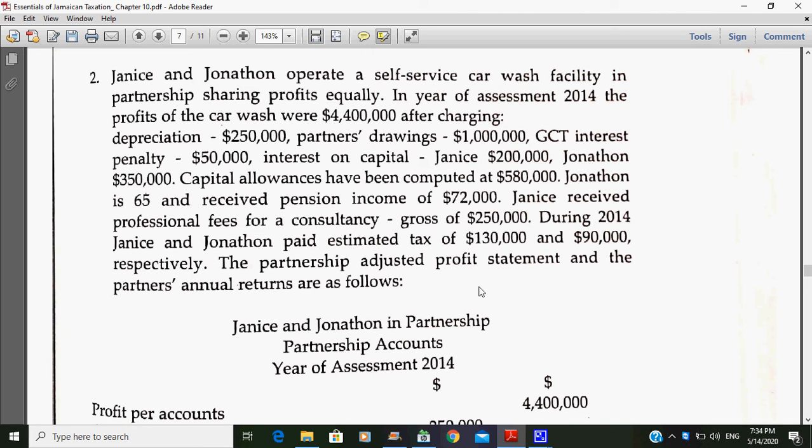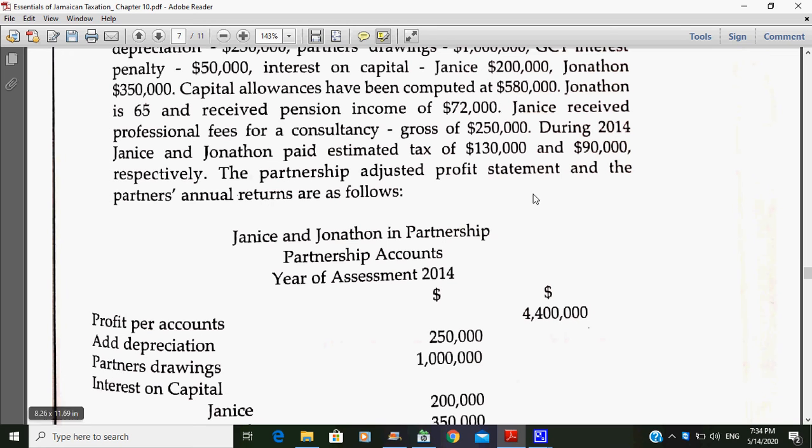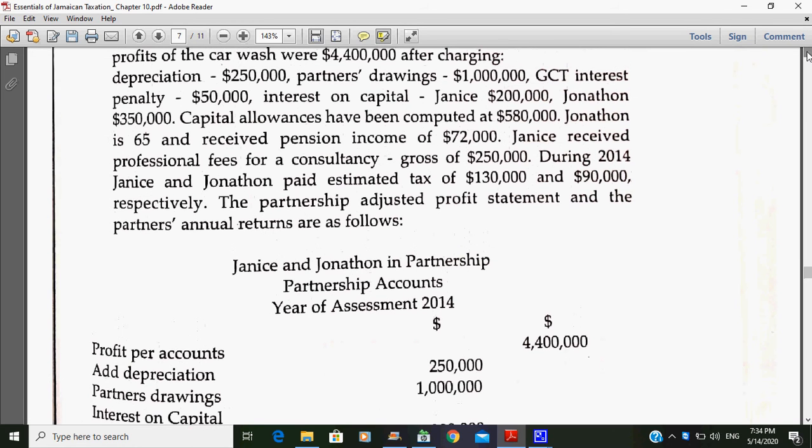So Janice and Jonathan in partnership accounts, year of assessment 2014. You're going to start with profit per account, which is 4.4 million. Alright, good. You're going to add back depreciation, as was mentioned when we were doing the part regarding sole trader, which is 250,000. You're also going to add back partners' drawings, right? Why? And this is 1 million.